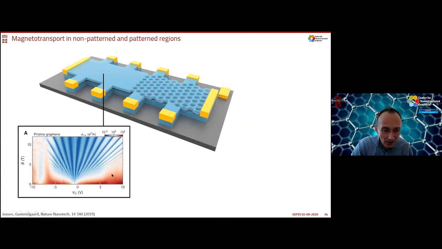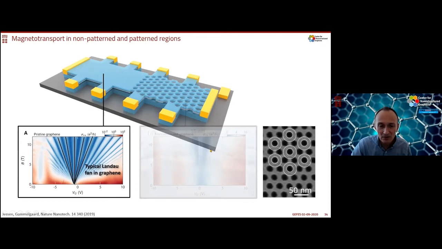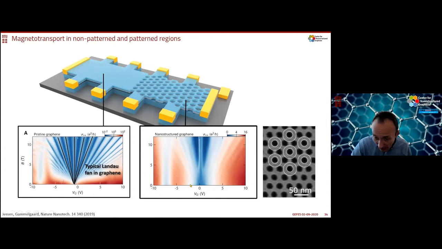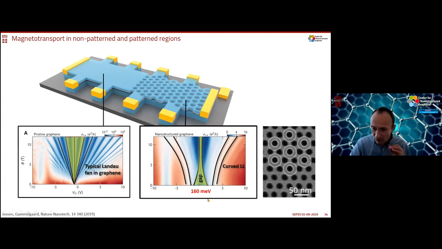Then what about this region? Over here in the patterned region, we have something that looks entirely different. Now the Landau levels are curved, and the blue region means low conductivity. So it looks like we actually have a gap of around 160 meV, perfectly in agreement with theoretical predictions, that closes off instead of opens on the left side. You see here the gap, or the distance between the energy levels, is increasing when you turn on the magnetic field on the left side, but on the right side it's the opposite. So it's exactly as it should be.